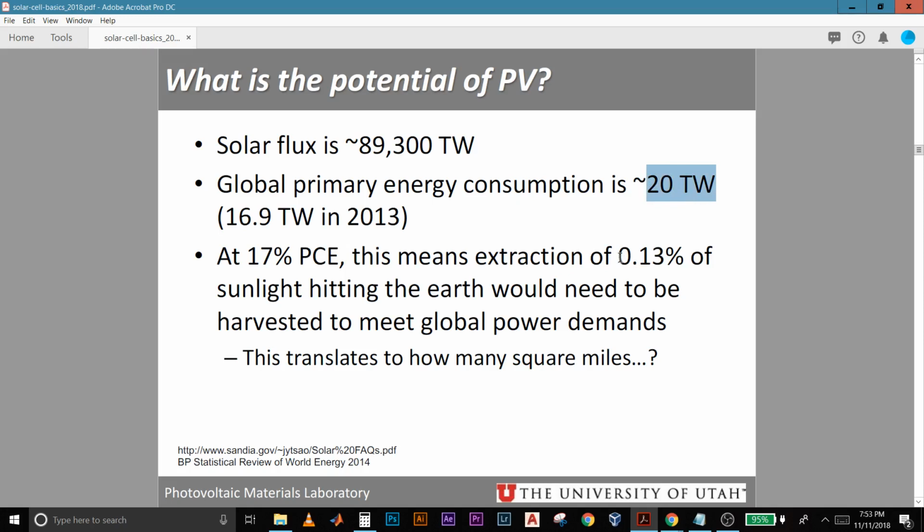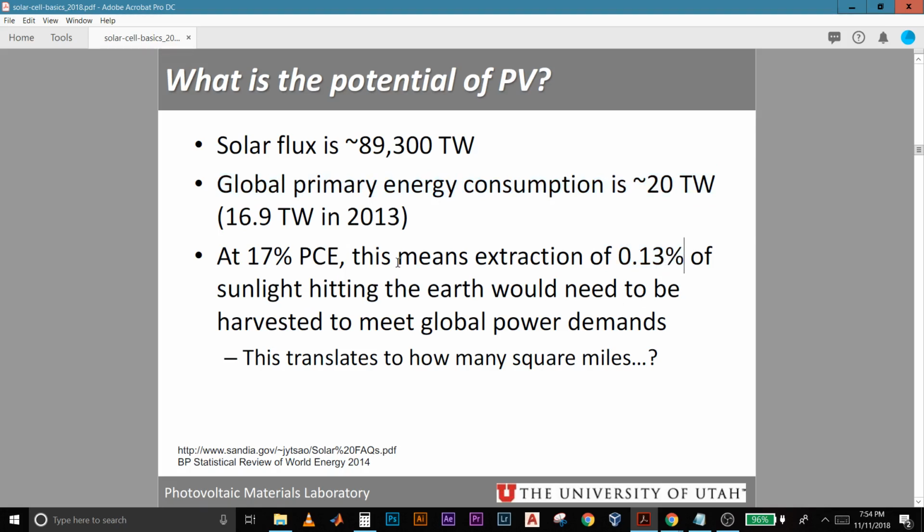And you can work out the math. So you see these are very, very conservative numbers. It's less than 1%. It's much less than 1%. It's just 0.13% of the sunlight which is hitting the earth, with a 17% power conversion efficiency of that figure, is more than enough to produce the entire global primary energy consumption of 20 terawatts.